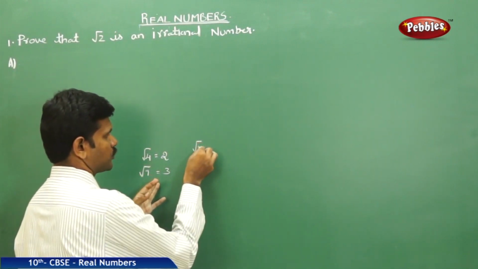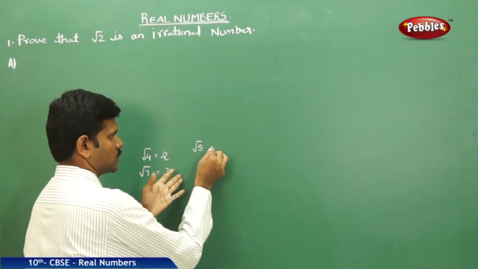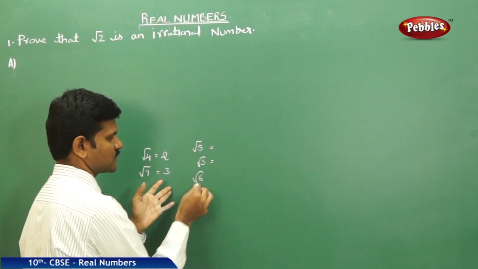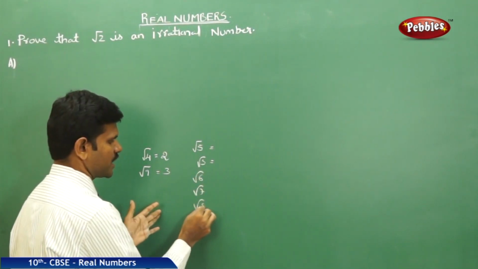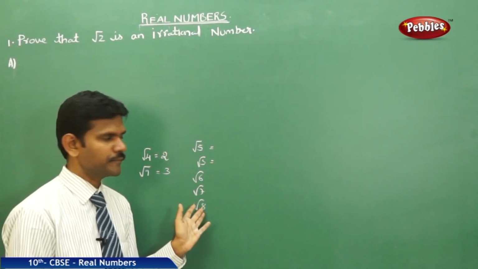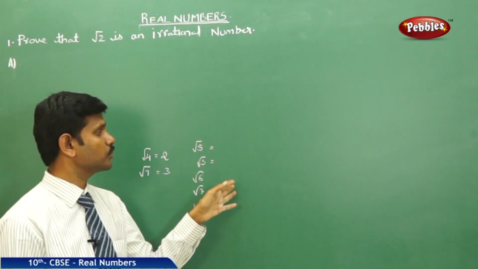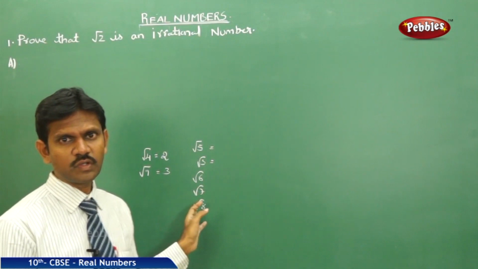Now suppose for example root 5, I cannot express it as a whole number. Root 3, I cannot express. Root 6, I cannot express. Root 7, I cannot express. Root 8, we cannot express. Therefore the numbers which we cannot express as a whole number under the root, such numbers are called irrational numbers. Okay.